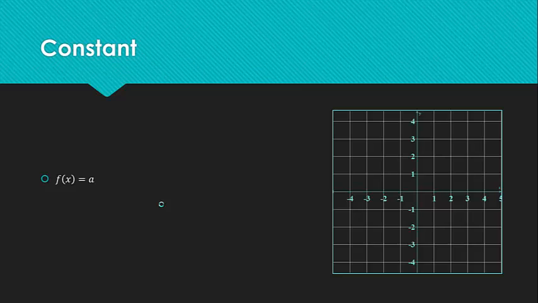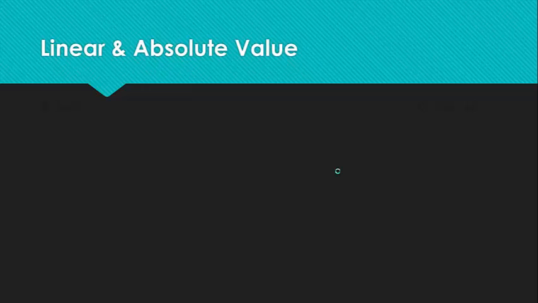Constant. So a constant is f of x equals a number. So let's say y equals 1. Parent function, so y equals 1 would be right there. That's a constant. So that is your parent function of constant functions. Okay, next. Oh, hold on, go back.